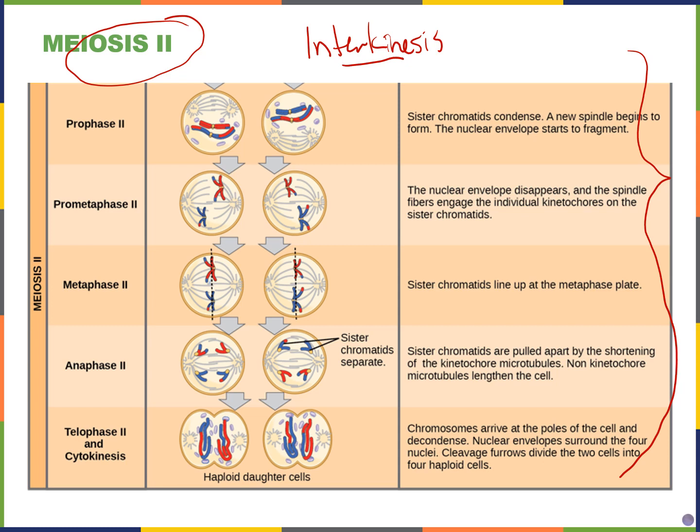So after the two cells go through meiosis 1, they go through maybe interkinesis and then the series of events in meiosis 2, so that the chromosome number continues to really stay the same, except we're going to separate the sister chromatids by the end of meiosis 2.